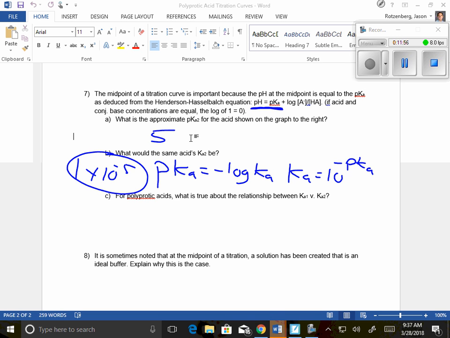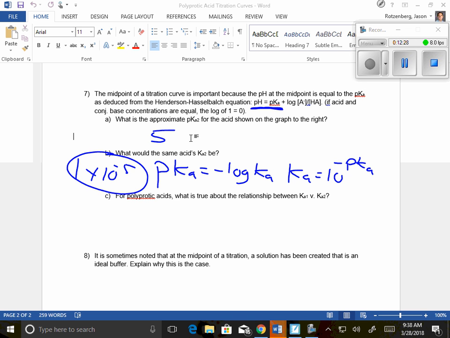Last couple of questions. C says for polyprotic acids, what's true about the relationship between Ka1 and Ka2? Ka1 is much larger. Yeah, Ka1 is always bigger. It's always easier to lose the first hydrogen than it is the second. For example, sulfuric acid, H2SO4, the first loss of hydrogen is completely strong. It doesn't even have a K value for the first loss of hydrogen because it's strong. But HSO4 minus does have a K value. The second loss of hydrogen doesn't happen as readily.